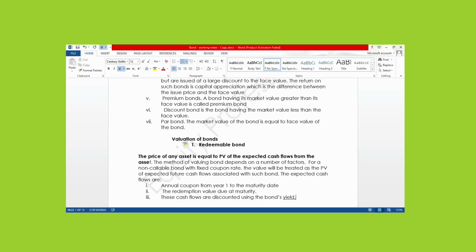All right. That is how to calculate price of a redeemable bond.